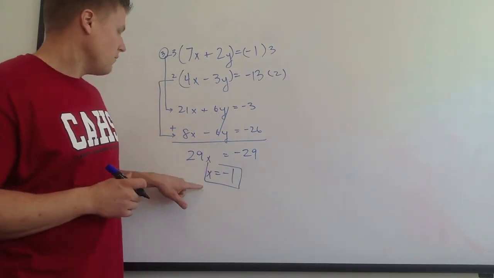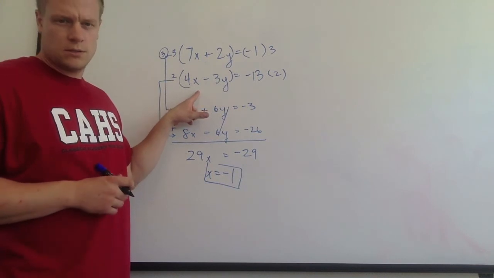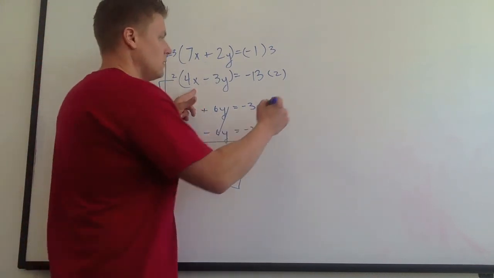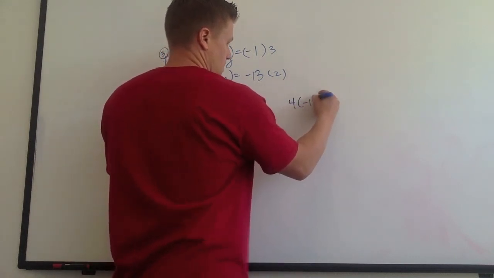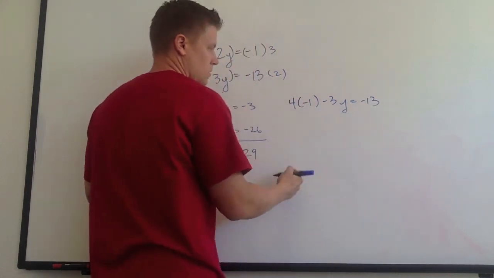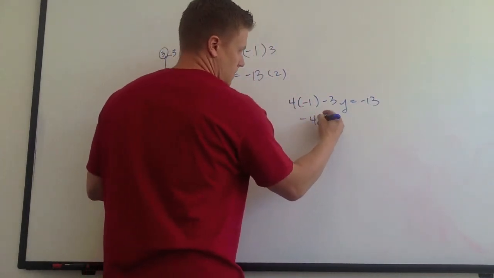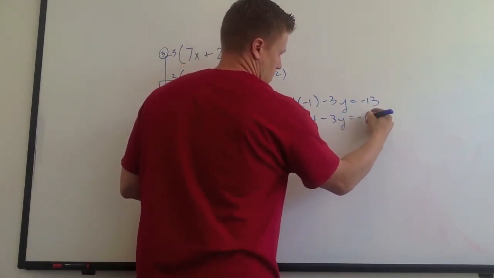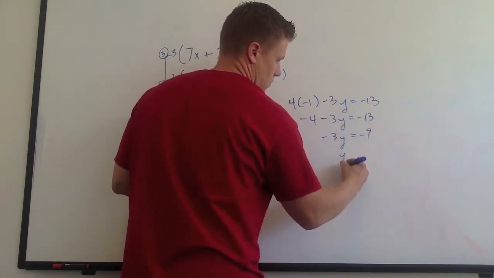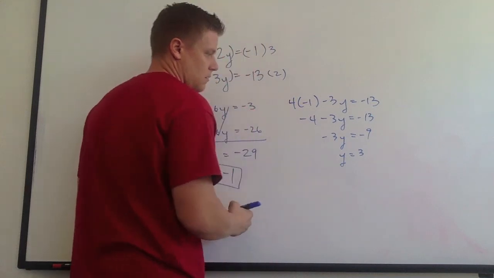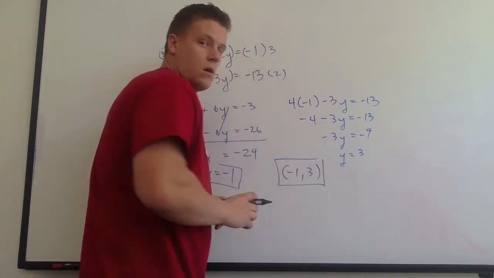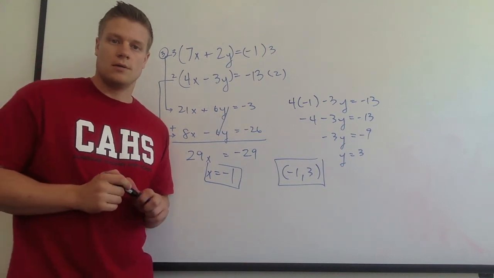And we can plug negative 1 into either of our two equations. Maybe I'll choose this bottom equation just because 4 is smaller than 7. So 4 times negative 1. Add 4 to both sides. And y equals positive 3. So negative 1, positive 3 is our answer.